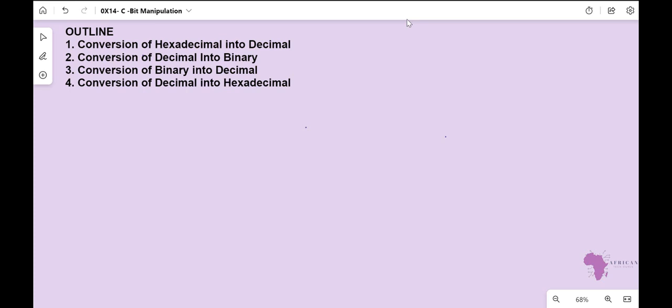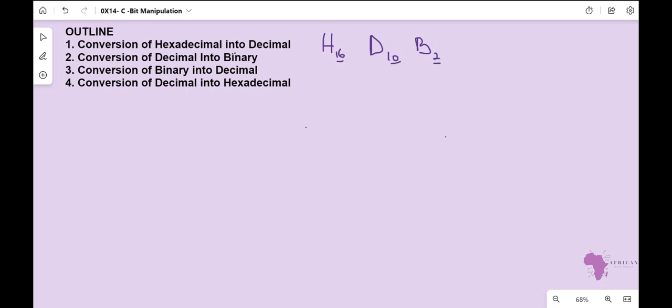Okay, let's now get into it and see how we're able to do it. First of all, we're doing the conversion of a hexadecimal number into a decimal number, and I will give an example. First of all, you have to understand that a hexadecimal number is to base 16, but a decimal number is to base 10, while binary numbers are to base 2. So that's the difference between the three types of number system that we're talking about today. So we have base 16, base 10, and base 2.